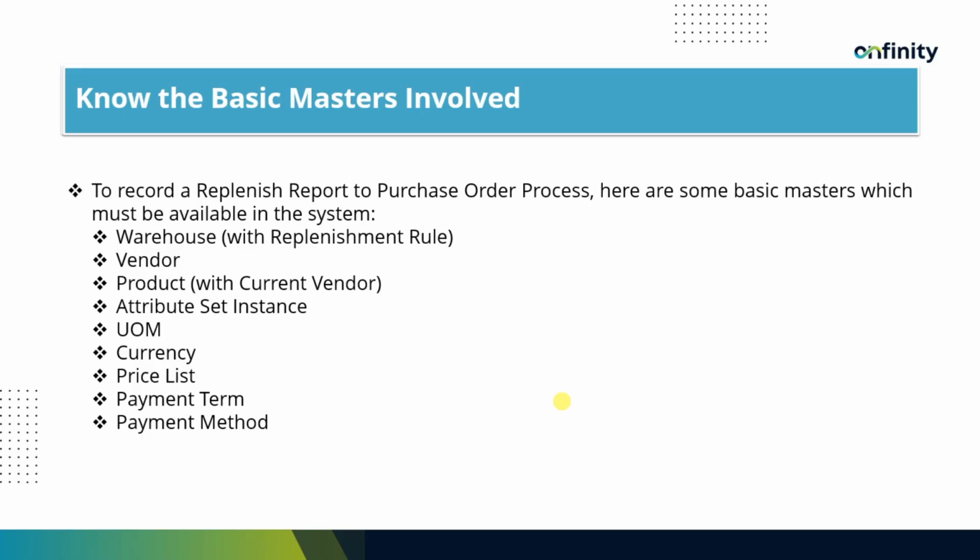Now let's look at the basic masters involved in the Replenish report to purchase order process. To record a Replenish report to purchase order process, there are some basic masters which must be available in the system: warehouse with replenish rule, vendor, product with current vendor, attribute set instance, unit of measure, currency, price list, payment term, and payment method. This concludes the conceptual foundation for the Replenish report to purchase order process.